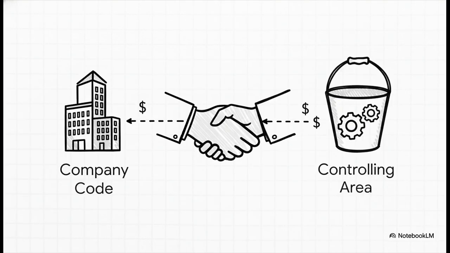Now, this link right here is absolutely critical. In the system's configuration, you have to explicitly tell SAP, hey, I want this company code to talk to this controlling area. This assignment is the official handshake that connects the external financial world with the internal controlling world. It's what allows all that data to start flowing.